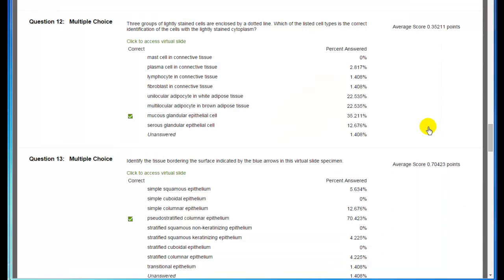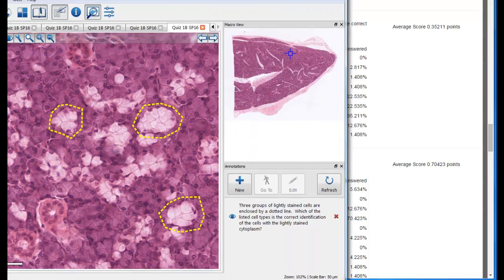The next question is 12, and you were presented three groups of lightly stained cells enclosed by a dotted line, and you're asked which of the listed cell types is the correct identification. The correct answer was mucous glandular epithelial cells. Some thought they were multilocular adipocytes in brown adipose tissue. Others thought they were unilocular. And some thought they were serous glandular epithelial cells. So let's take a look at those.